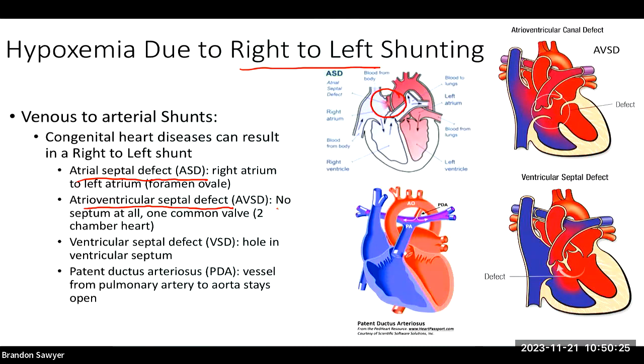All of these obviously cause right to left shunting. Skipping of the lungs is pretty much the problem here, right? A lot of deoxygenated blood can just go right back out the aorta, instead of going over the lungs to get filled up. Okay, questions about any of those? You'll learn a lot more about those and some of the treatments when you get to your cardiac block.